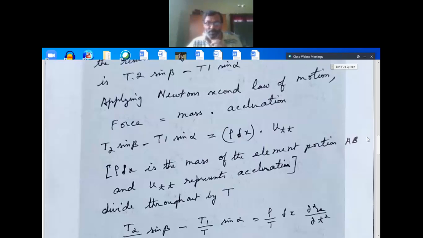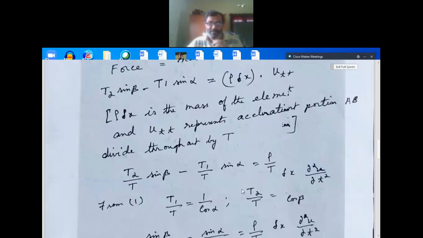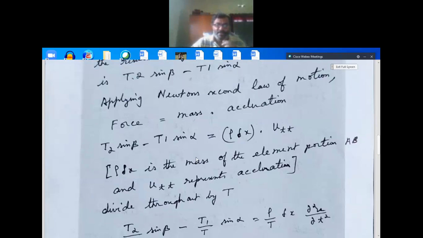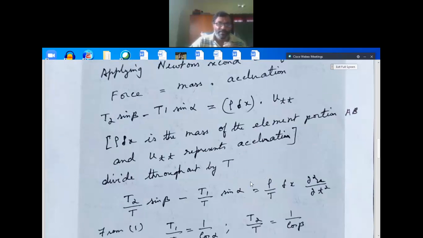So now here you can see, rho delta x is the mass of the element portion AB, and dou squared u by dou t squared represents the acceleration. I have given just the explanation here, that's all.